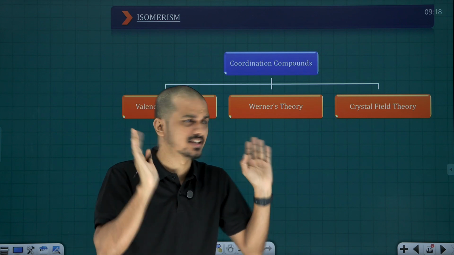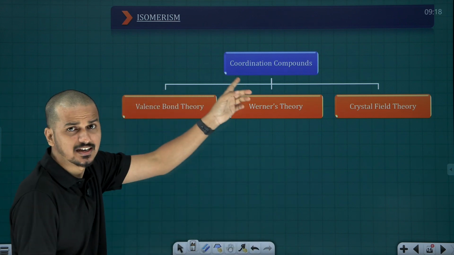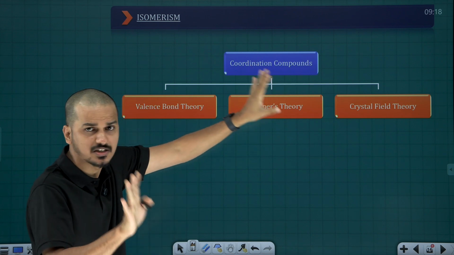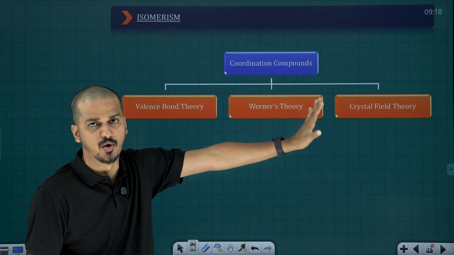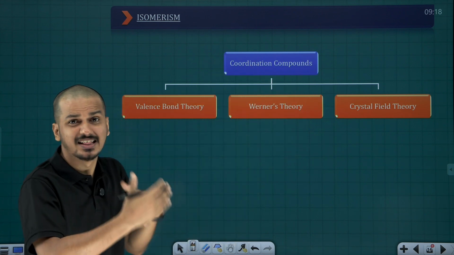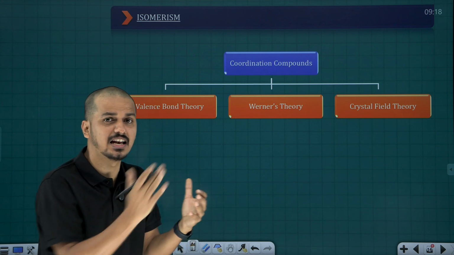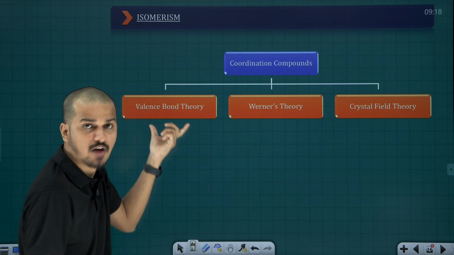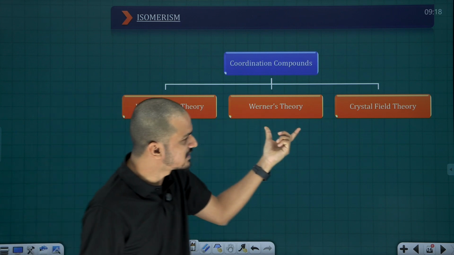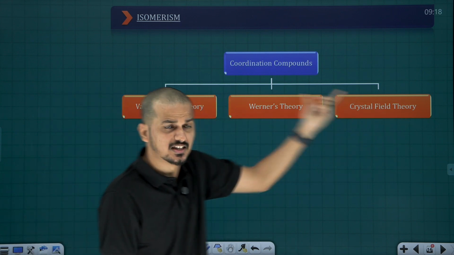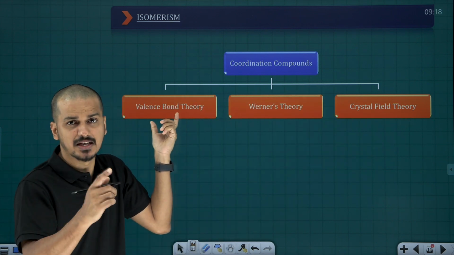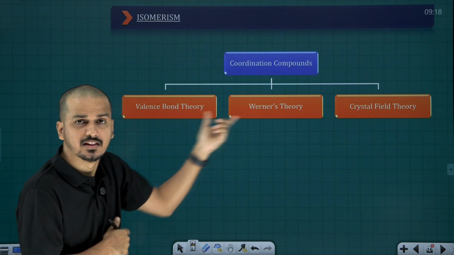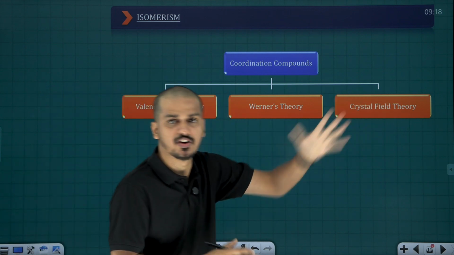Optical activity. Okay, next question, next idea here: coordination compounds. The next questions they usually ask from coordination compounds are about different types of bonding. Which are the different types of theories we are learning related to coordination compounds, how the coordination compounds are forming? Mainly valence bond theory, then Werner's theory, then crystal field theory. The same valence bond theory, the basic ideas you are learning in chemical bonding and molecular structure.